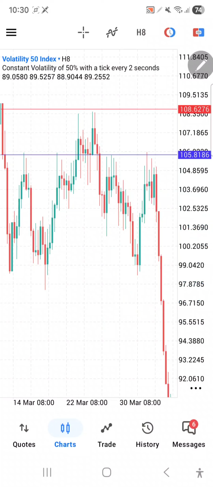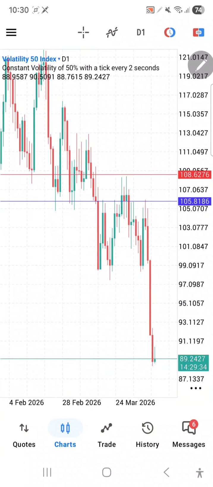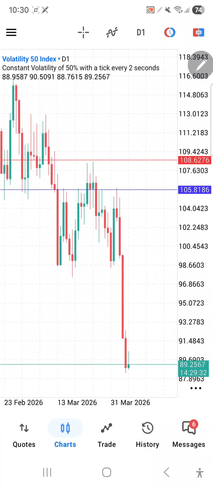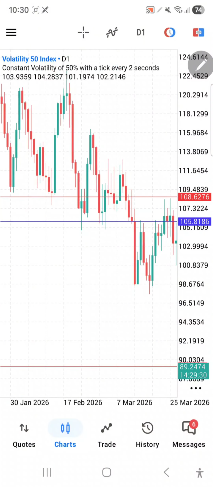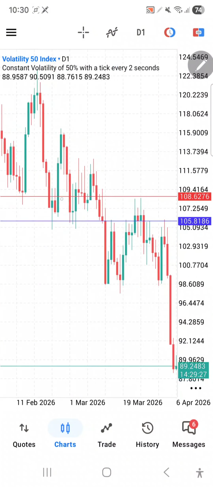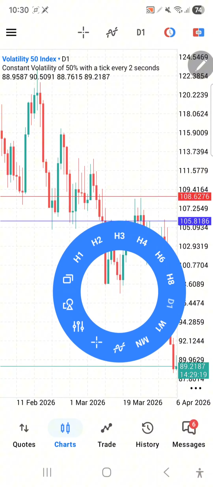So taking this trade from the 8 hours time frame, you can see it here. Let's go down to the daily time frame, which is our bias time frame. So on our daily time frame, we had a lower low here, we had a lower high here, we had a lower low here, we had a lower high here, and we had a lower low here.